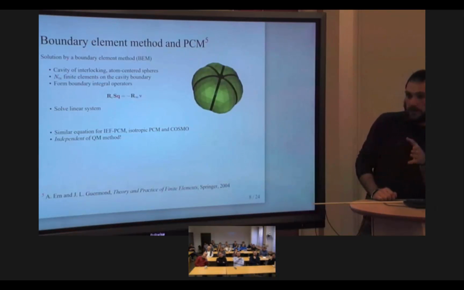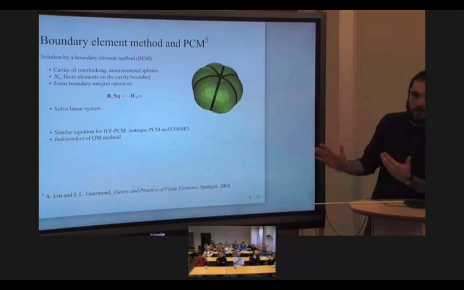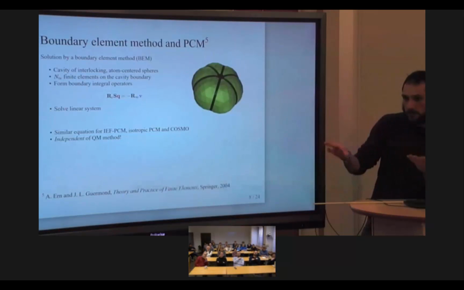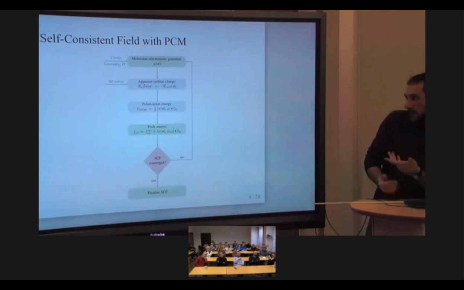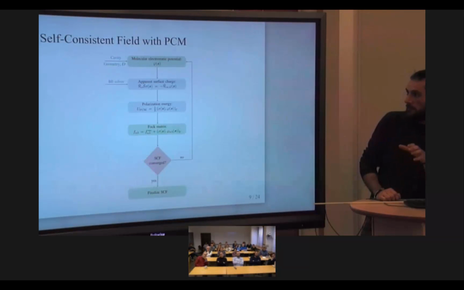And most of all, this is independent of the QM method, because the only mention that we have of the QM method here is in the way we calculate the electrostatic potential. But once we have the electrostatic potential, then this equation is well defined and can be solved for any type of environment. And this is basically the idea behind trying to write a standalone module for the PCM, and can be exemplified with this small diagram.